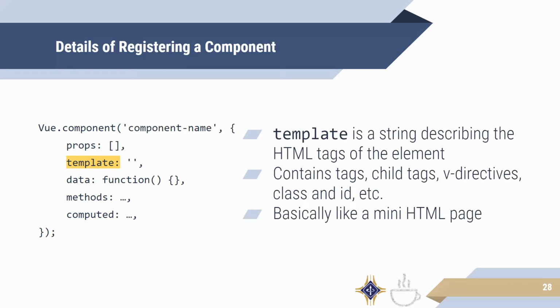And every time Vue sees a component tag, it'll just replace it, copy and paste the template string into that file. So you can simplify and encapsulate large amounts of data into a single tag. This is going to contain all of your tags, your child tags, your directives, your classes, your IDs. Basically, again, it's a mini HTML page, just in a string format versus an actual HTML page.